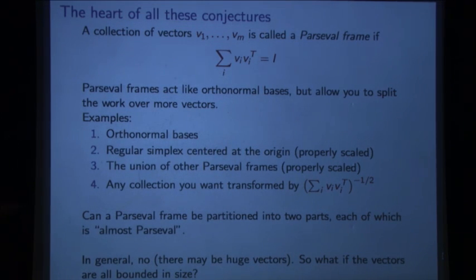The problem is that there may be huge vectors, right? Take the orthonormal basis case. If you have a vector that's the only vector moving in that direction, you can't put it in both sets, so one set is going to have 0 in that direction, the other one's going to have 1 in that direction. So the question then becomes, what if all of the vectors are bounded in size? So I have a bunch of small vectors which make up my Parseval frame. Then can I partition them into two pieces so that the two pieces themselves act like half of a Parseval frame?